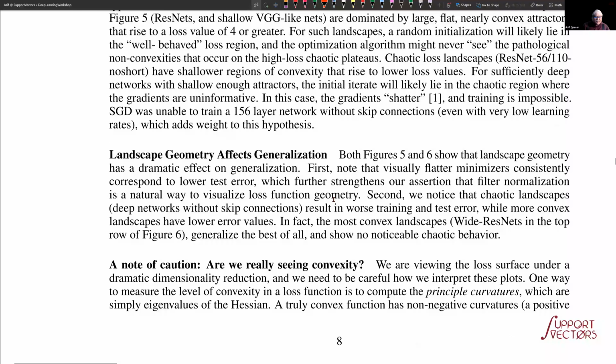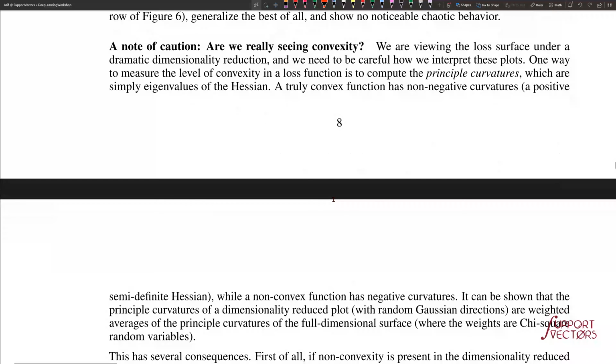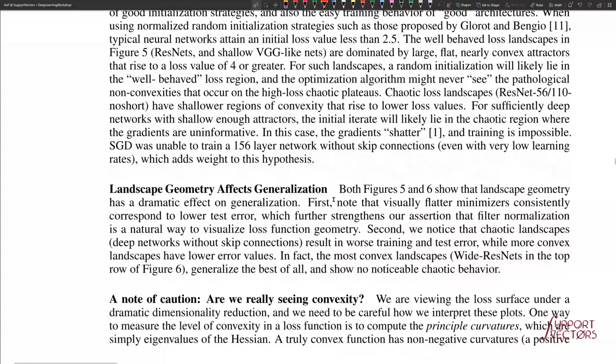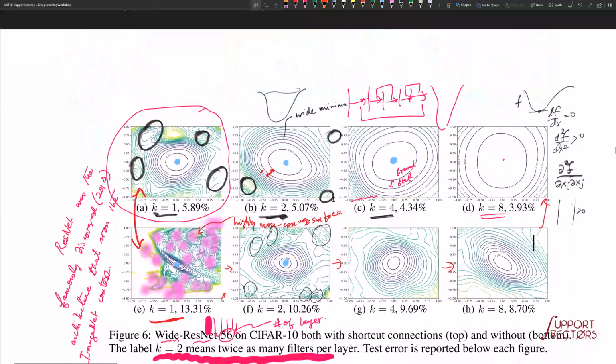I want geometry after. So what is the percentage in the figure? Is it the test error?